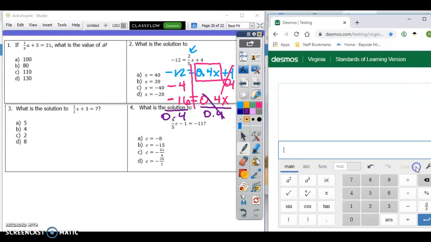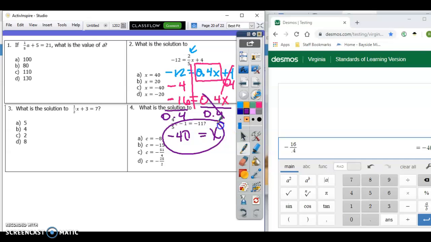So we have negative 16 divided by 0.4, and the answer is negative 40. x equals negative 40. And once again, we're going to check it. So you shouldn't be hitting anything until you have checked all your work. So I think x equals negative 40. Now I'm going to come down and type in the actual problem. So the problem is 2/5 x plus 4. And I should get negative 12. And that's what my calculator says. So that means we got the right answer. It's negative 40.